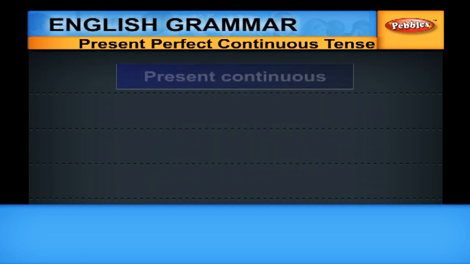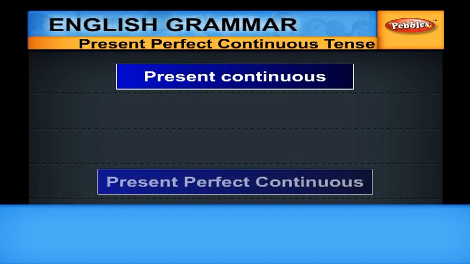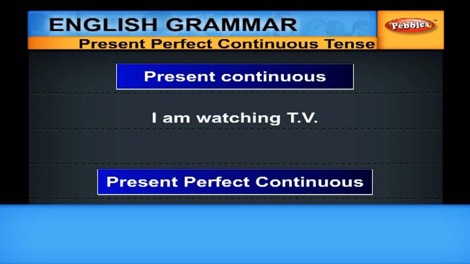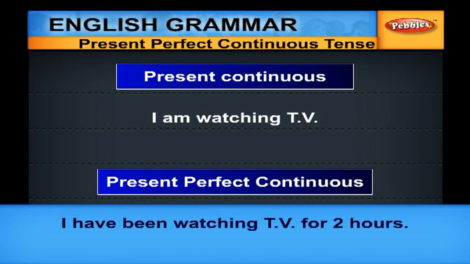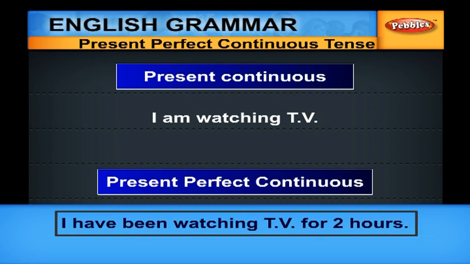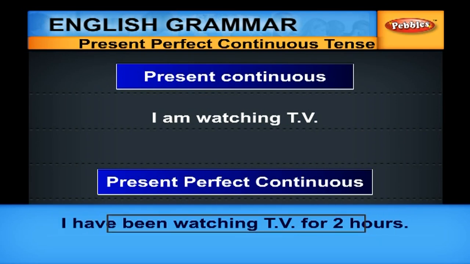What is the difference between present continuous and present perfect continuous? When I say, I am watching TV, I'm talking only about my watching TV at that point of time. It is in present continuous. When I say, I have been watching TV for 2 hours, it means that the action started 2 hours back, continued for 2 hours, and it is now continuing, and it is in the present perfect continuous. So, a present continuous will not have have or been as helping verbs.